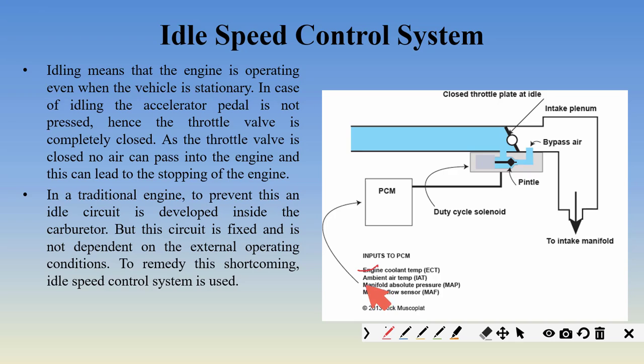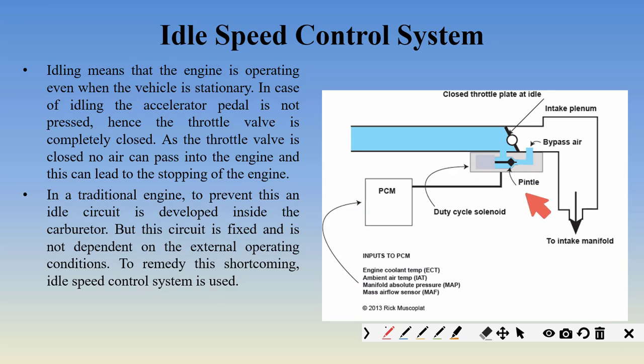It is the engine coolant temperature sensor, ambient air temperature sensor, manifold pressure sensor, and mass airflow sensor. These sensors are sending the information to the ECU. They have written over here ECM, that is the same as ECU, the engine control module. So they are sending the information to the engine control module, and the engine control module is sending the signal to this actuator.